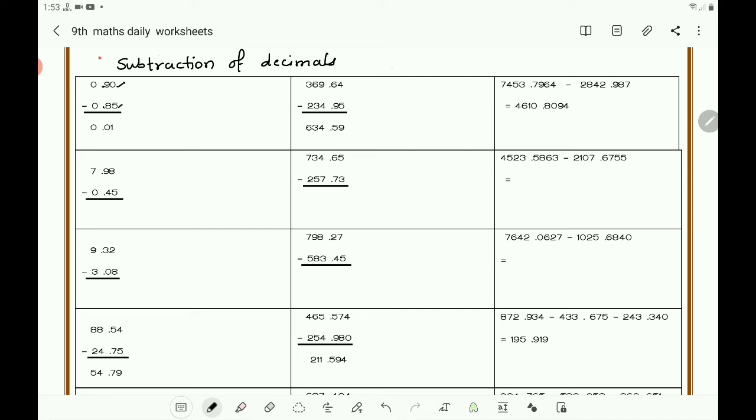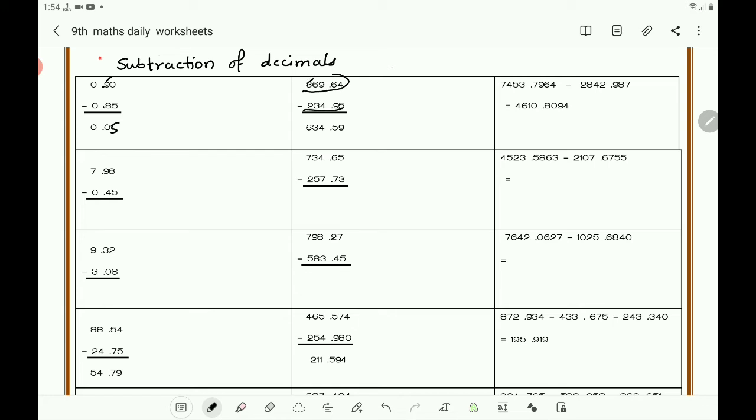So 0 minus 5, you know that you must borrow 1, so 10 minus 5 is 5. Then what is remaining here? 8. 8 minus 8 is 0. So you got the answer 0.05. Then you take one more example. What is that?